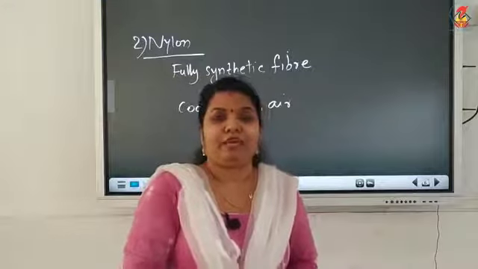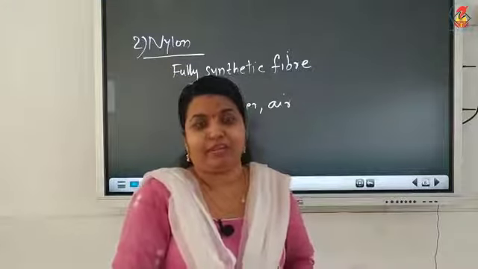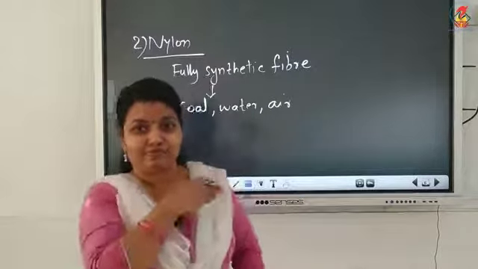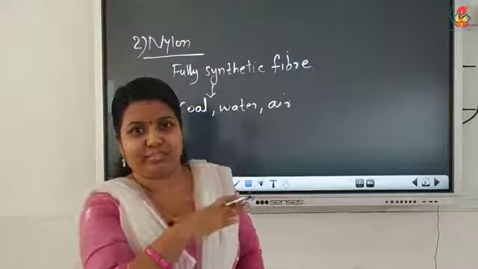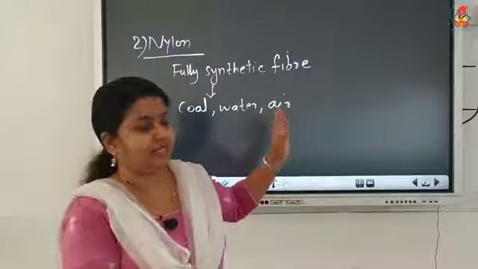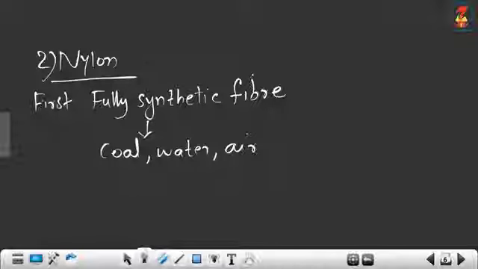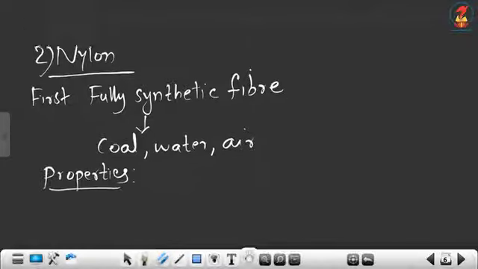No raw materials from plants and animals are used in the manufacture of nylon. The first synthetic fiber prepared was rayon, but it is not fully synthetic. This is the first fully synthetic fiber, prepared from coal, water and air. Okay. Now let's see the properties of nylon.